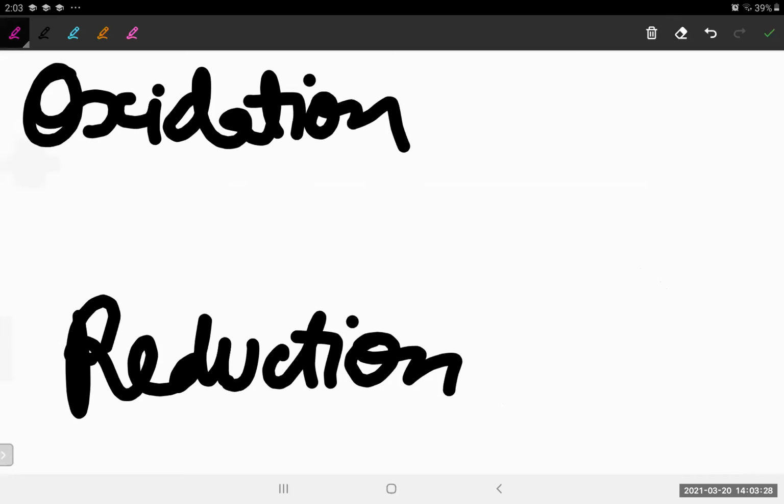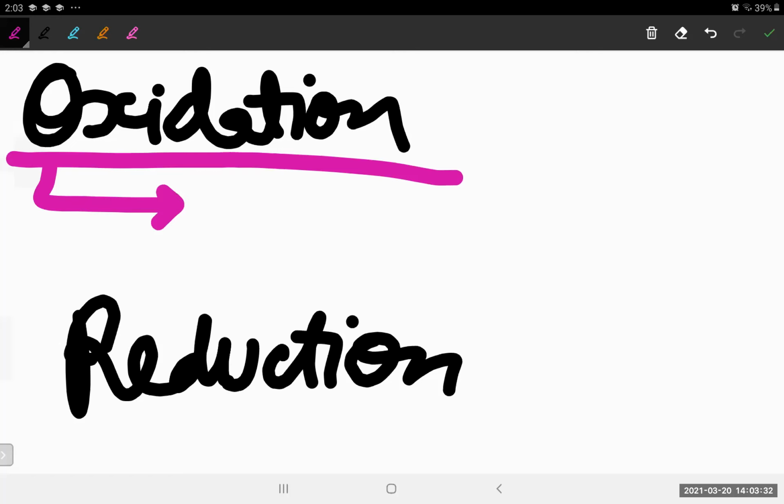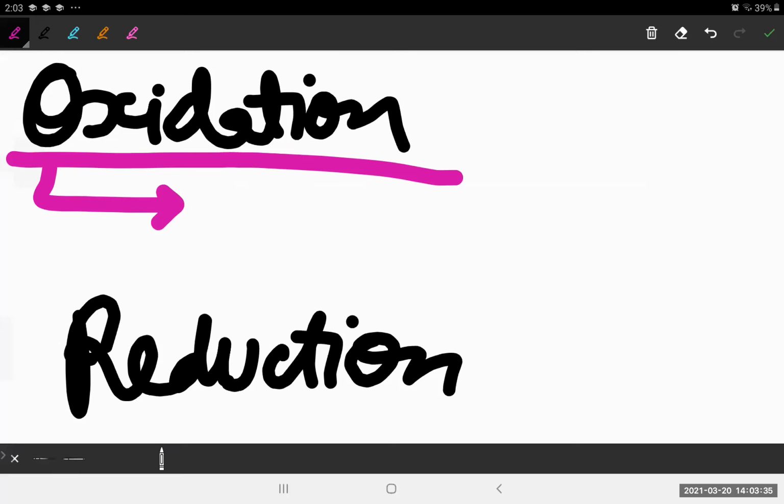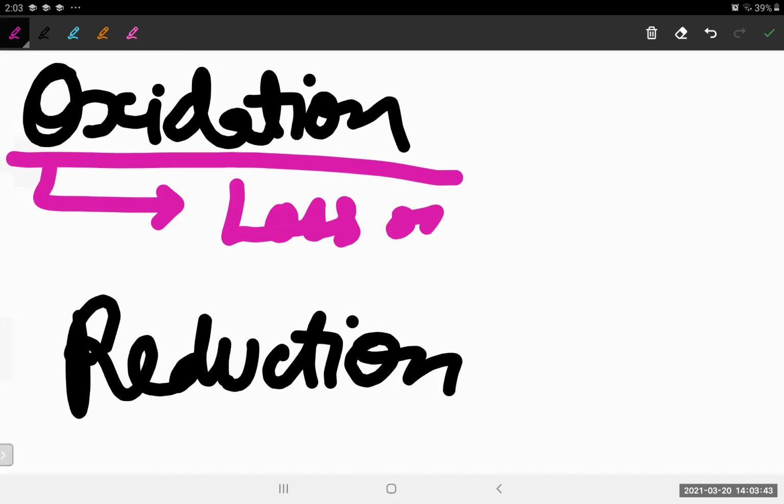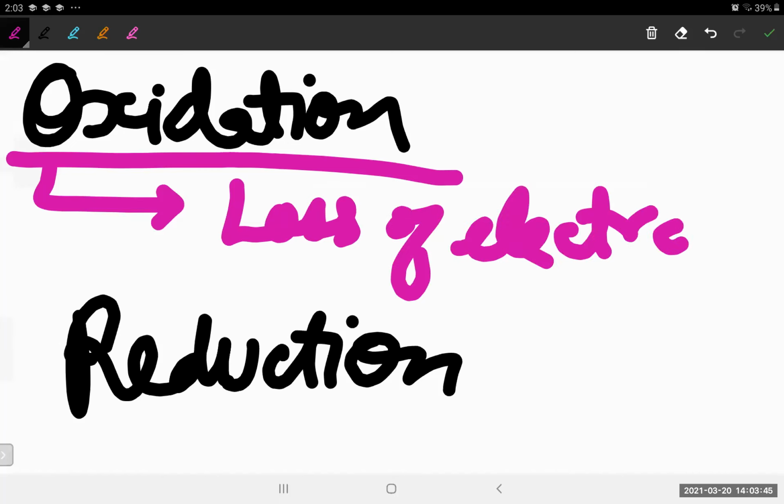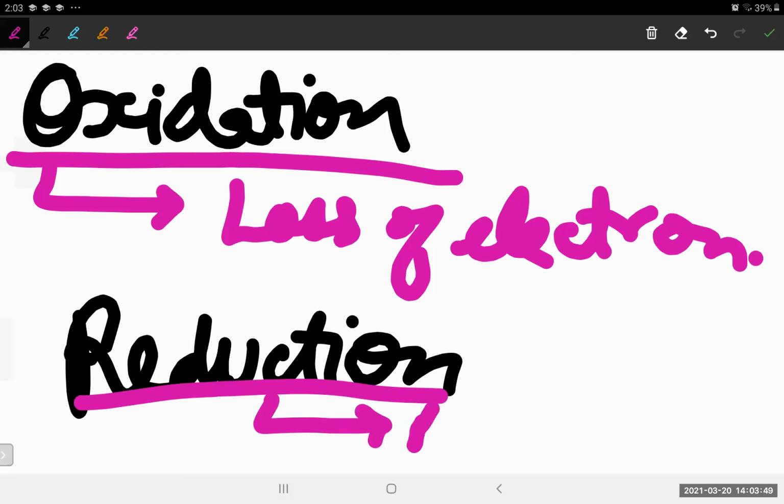But now we have a new definition, we are evolved, guys. Oxidation is what? It is the loss of electrons. Tell me, is it the gain or the loss? Loss of electrons. It is loss of electron. And in reduction, what is happening? Gain of electron. Gain of electron.